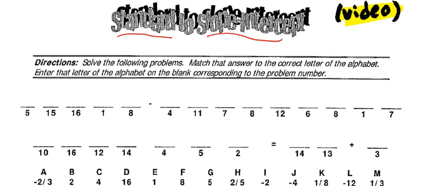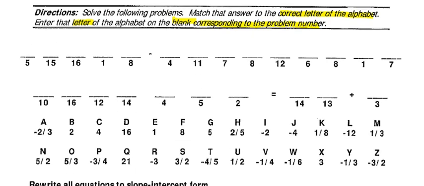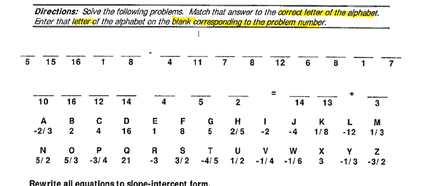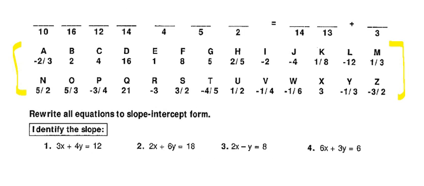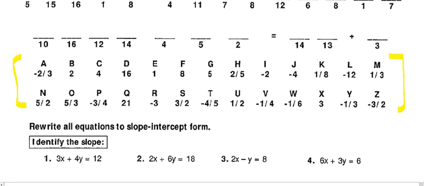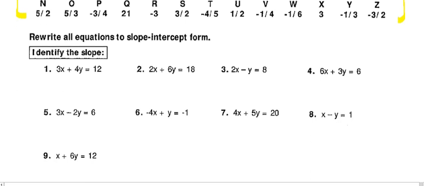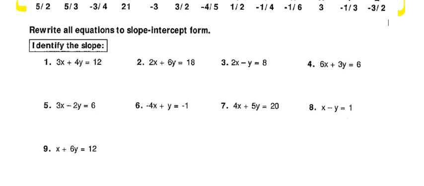Let's read the directions. It says, solve the following problems and match that answer to the correct letter of the alphabet. Enter that letter of the alphabet on the blank corresponding to the problem number. Okay, so looking here, I see a lot of blanks. I think it's supposed to be maybe some type of joke or something like that. And you see all the letters down here with different numbers. Those numbers underneath the letters will be answers to problems that we'll do here. Okay, and this is going to be a short video. I'm not going to do very many of these, just a couple so you get a refresher, and then you'll finish this for today. All right, so for the first 9 problems, 1 through 9, it says identify the slope.